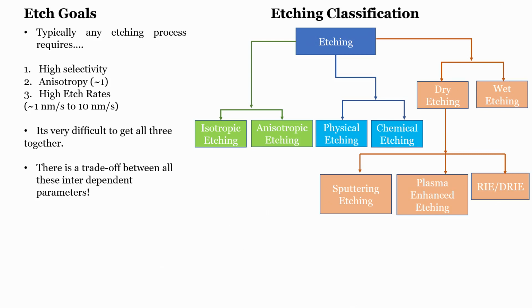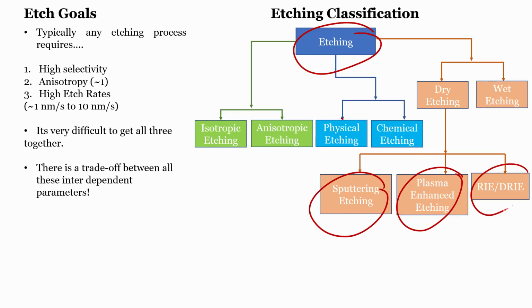So, when you use the etching classification, it is like this: you have etching, and in that etching you have isotropic etching and anisotropic etching. Further, you have physical etching and chemical etching, and then you can also divide it in this format, where you have dry etching and wet etching. Wet etching is the chemicals that we have seen. Dry etching is where you can use sputter etching, plasma ion etching, and reactive ion etching or deep reactive ion etching.